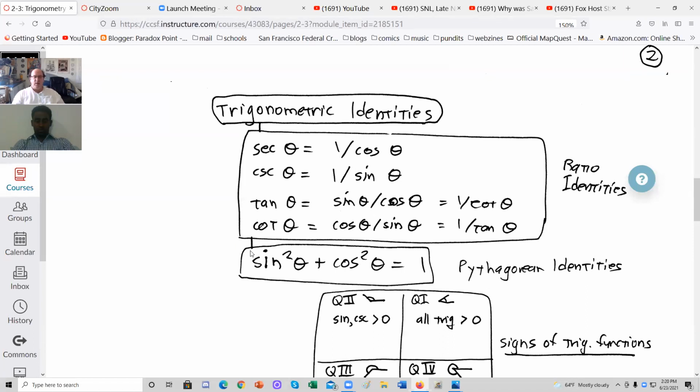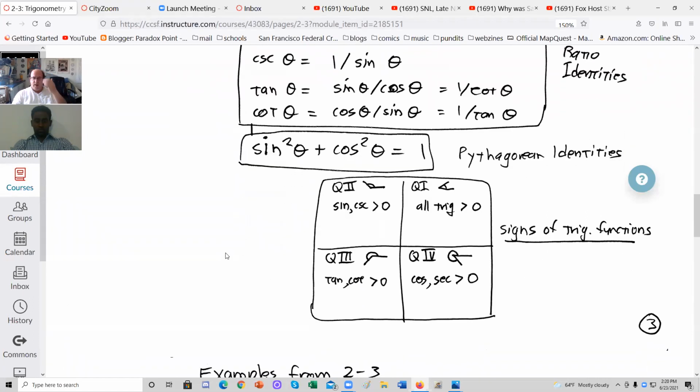And this means the square of the sine. They put the 2 right next to the sine rather than around parentheses in order to avoid using parentheses. And this is the Pythagorean identity. And there are various ones related to it. Okay. Now, signs of trig functions depend on which quadrant the angle winds up in.